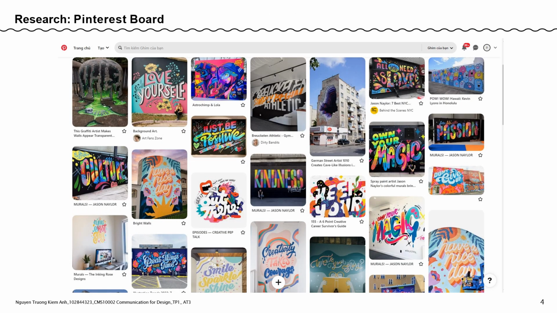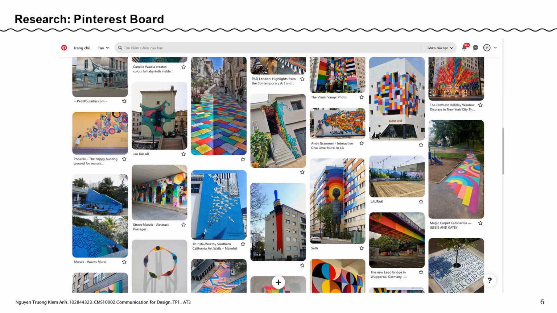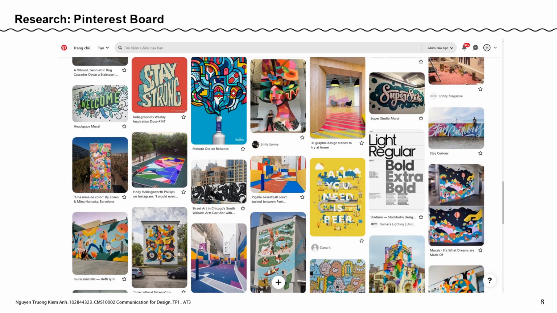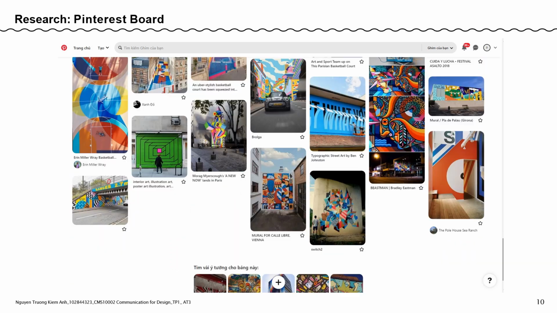So here is the research. I used Pinterest to find inspiration for super graphics that I like or think are really interesting. Here's more examples, more, more, and more.